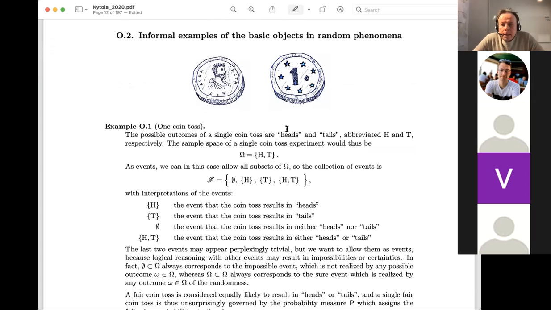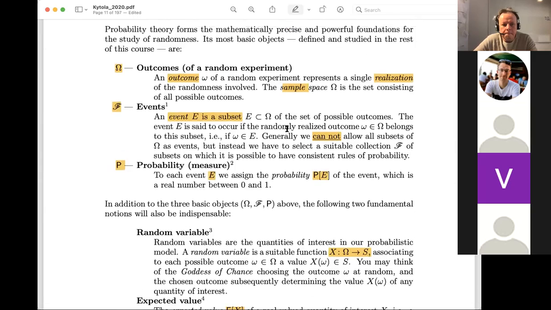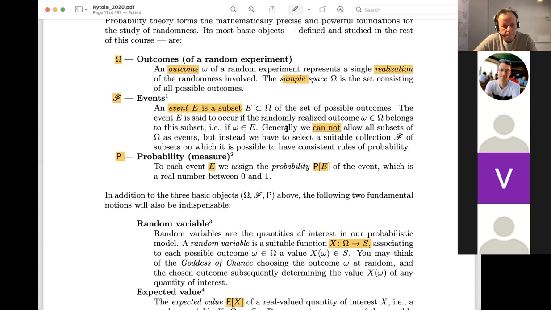A question. Please. A question on the events. When an event is realized, so the small omega belongs to the subset E, all of the elements of E do not have to be realized for the event to be realized. Yes, that's correct. Okay. Other questions? We will come back to that, and when we work with homeworks, this becomes clear.